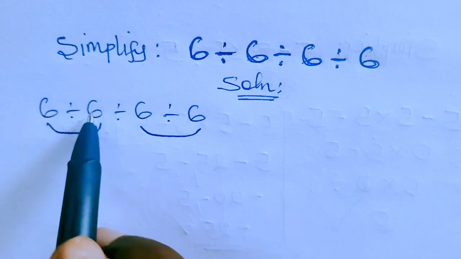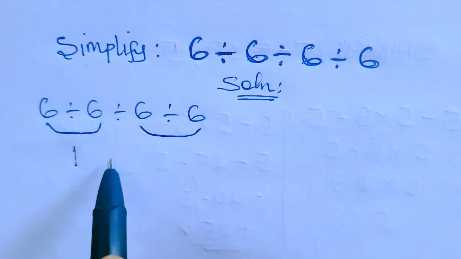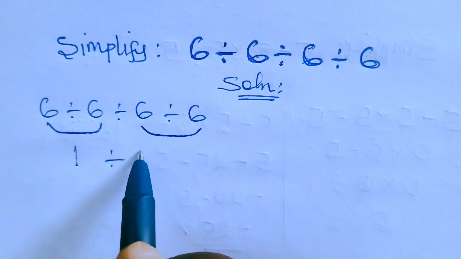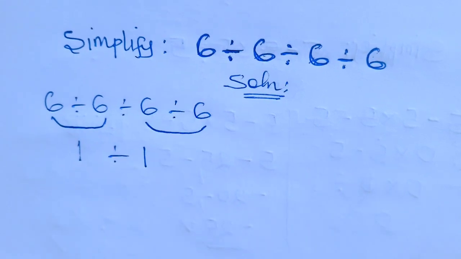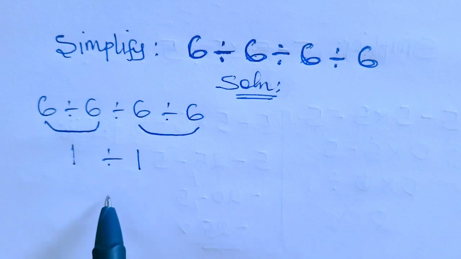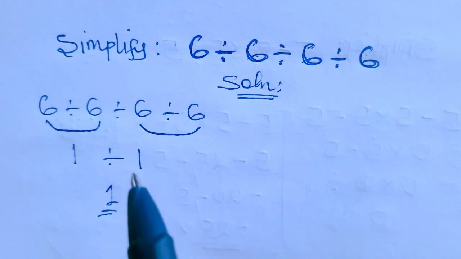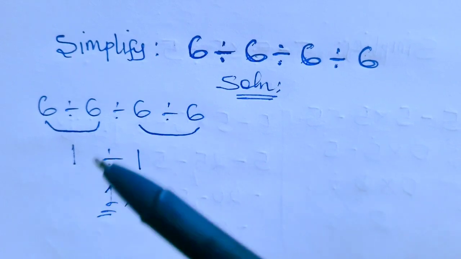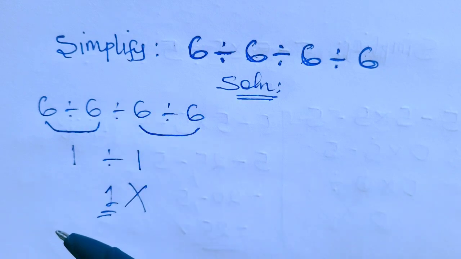Now here 6 divided by 6, that will give 1. Then 6 divided by 6, that will give 1. They are right here, 1 divided by 1, that gives 1. But this answer is completely wrong. As such, this first approach is the wrong approach.